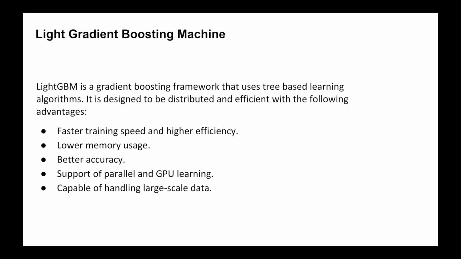Then we will introduce the light gradient boosting machine. LightGBM is a gradient boosting framework that uses tree-based learning algorithms. It is designed to be distributed and efficient with the following advantages: faster training speed and high efficiency, lower memory use, better accuracy, support for parallel and GPU learning, and capable of handling large-scale data.